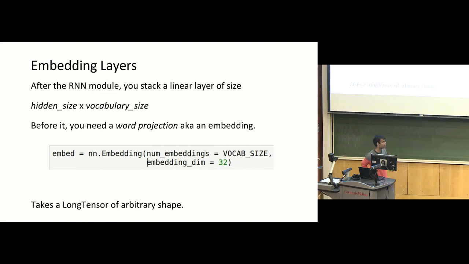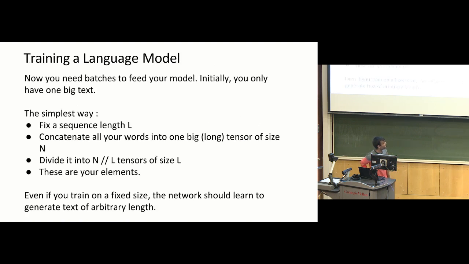That is done at the embedding layer. And so now, to train a language model, you will have a big corpus of text. You need to decide how it goes into your RNN. The simplest way is, you just fix, for example, you have a giant Shakespearean text, right? You have the entire Julius Caesar play. Now you want to feed this into your network.